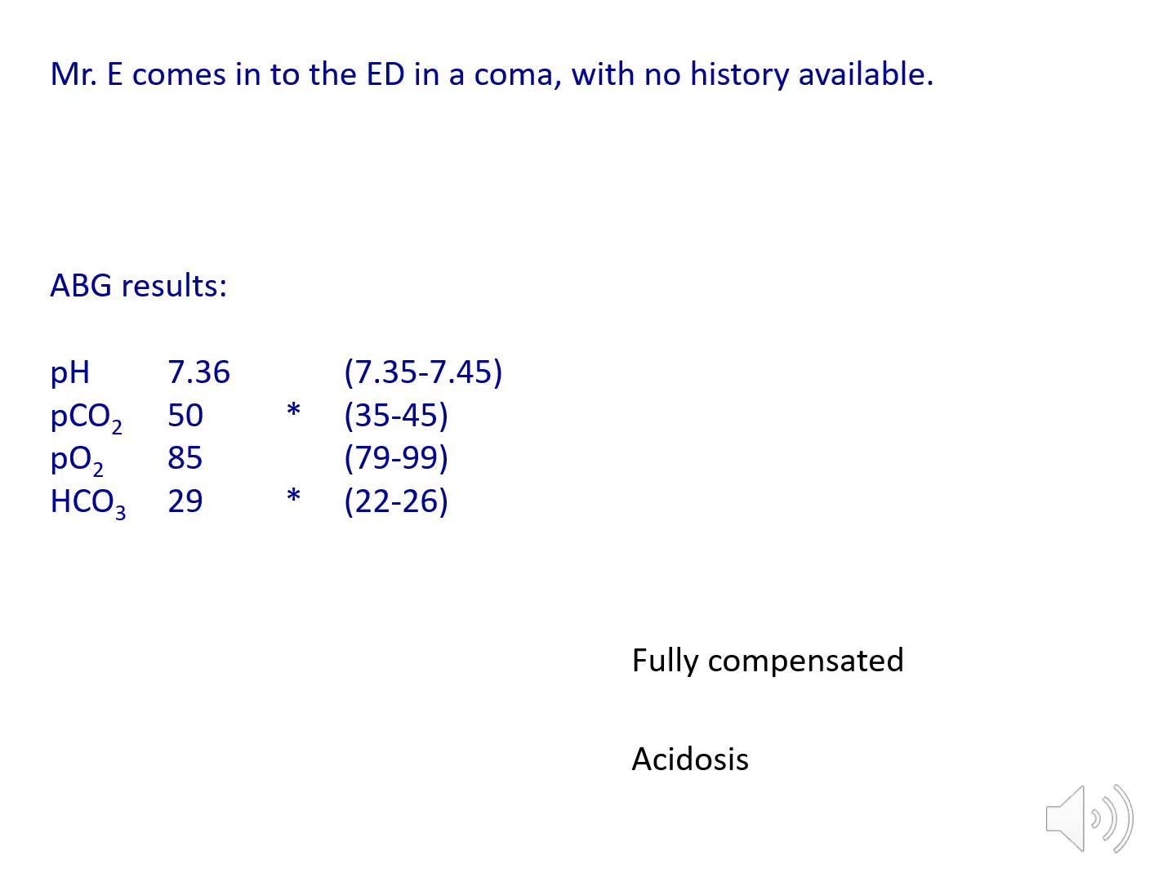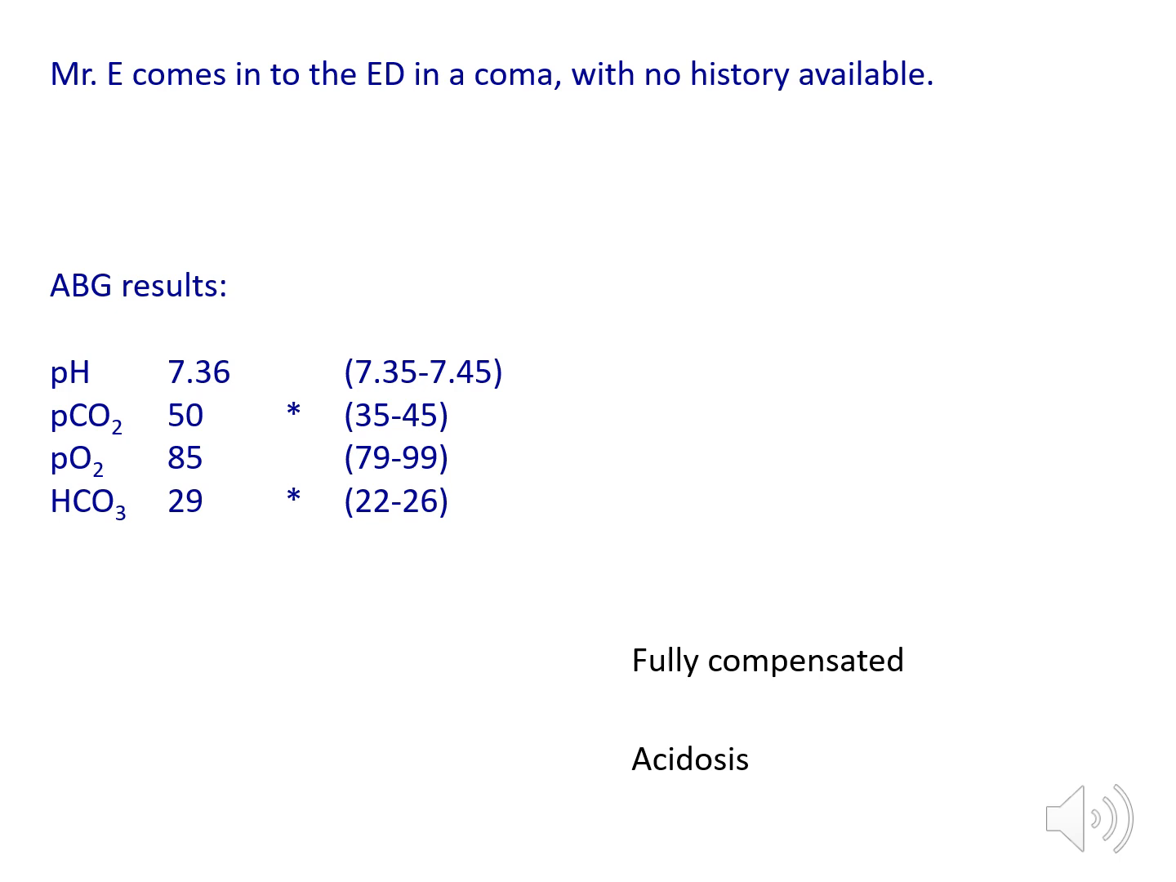All right, let's do one last one. This one is a little bit more challenging because look at the pH. Okay, the pH is actually within normal limits, right? So you might wonder how you would even know that this patient had an acid-base imbalance when the pH is normal, okay? The way you know is you look at the PCO2 and you look at the bicarb and you see that those values are both abnormal.